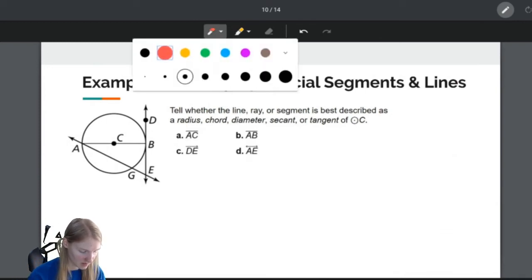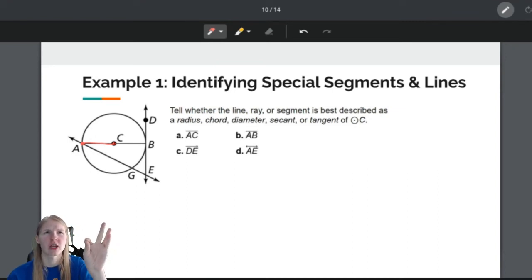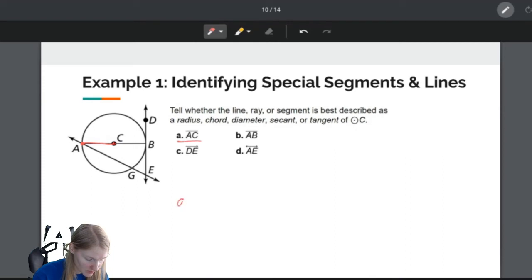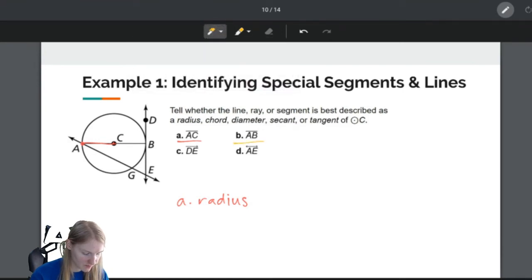So let's start by looking at AC. Here is A and here is C, so we're looking at this right here. Radius, chord, diameter, secant, or tangent. Well, this is from the center of the circle to the outside of the circle. So that is what we called a radius. A radius was a segment from the inside of the circle to a point on the outside of the circle. So I am confident that AC is a radius.